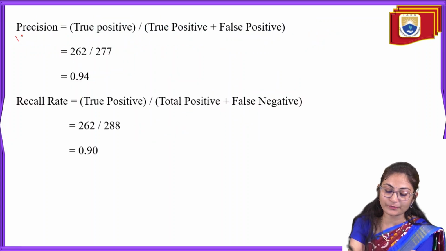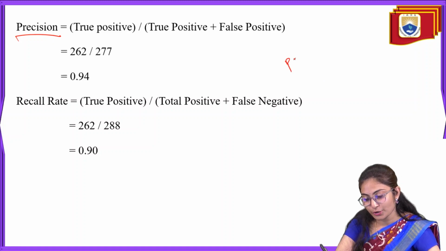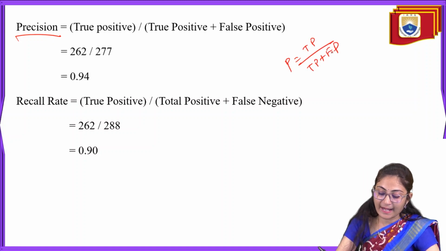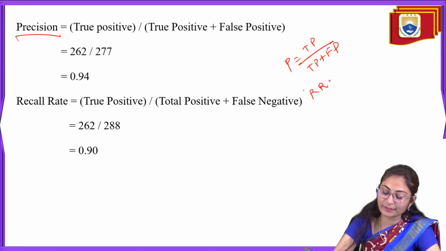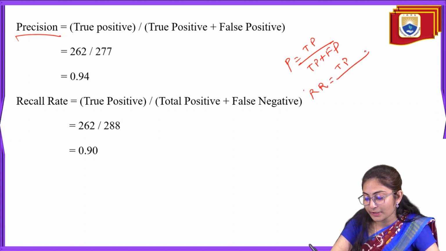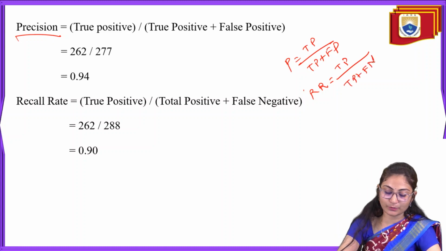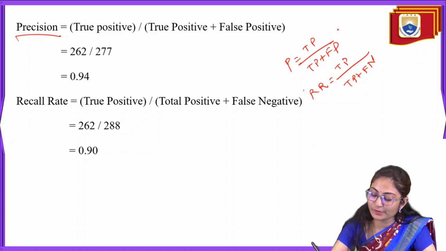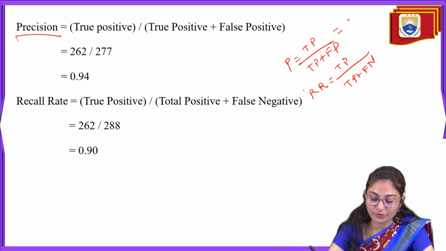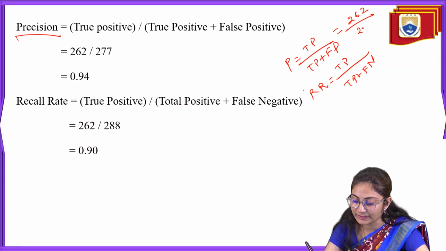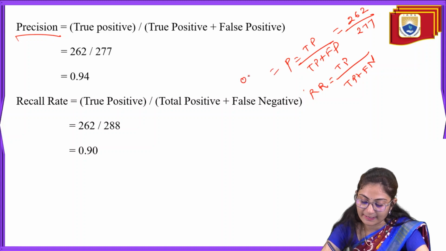Now you have to find out the precision. Precision is equal to true positive divided by true positive plus false positive. And if you want to find out the recall rate, then it is true positive upon true positive plus false negative. So first we have to find out the precision. True positive is 262 and true positive plus false positive is 277, and you will get the answer 0.94.